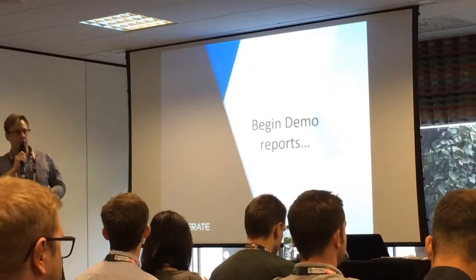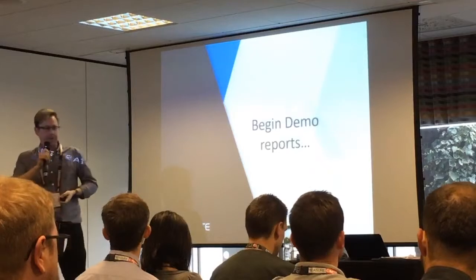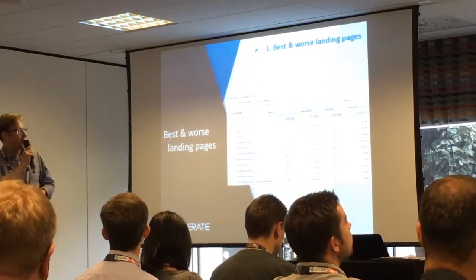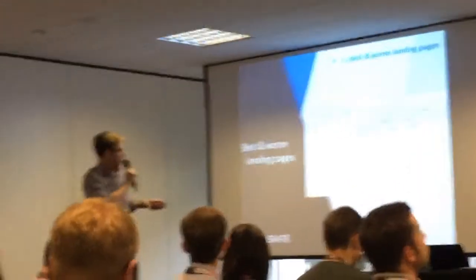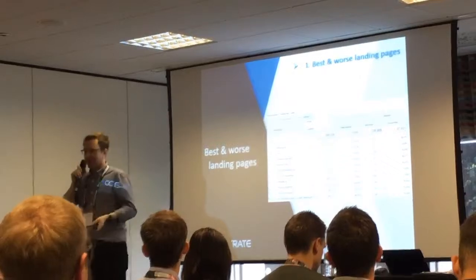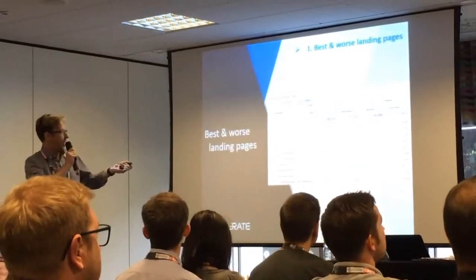So if you haven't turned on goal values, you need to. In this example, this is the first report, best and worst landing pages. Here I've got this sorted via a magic button in Google Analytics, which is the weighted sort feature.